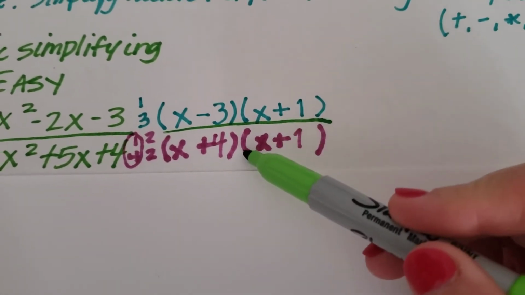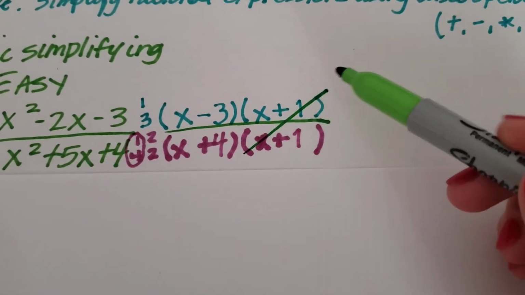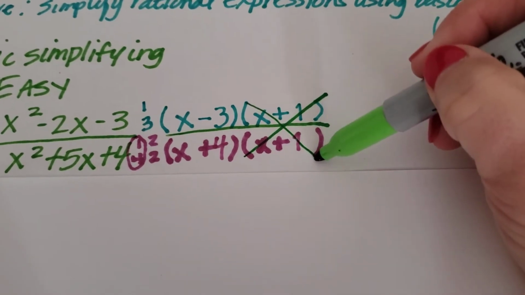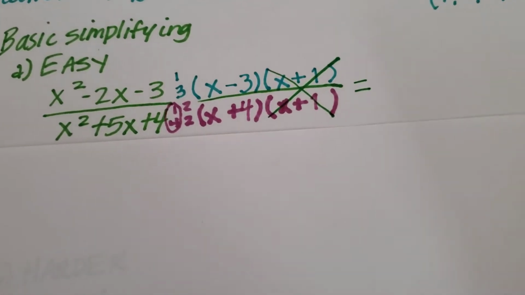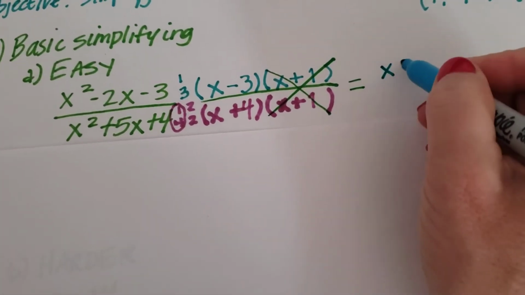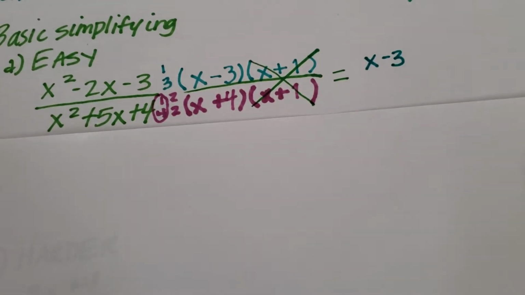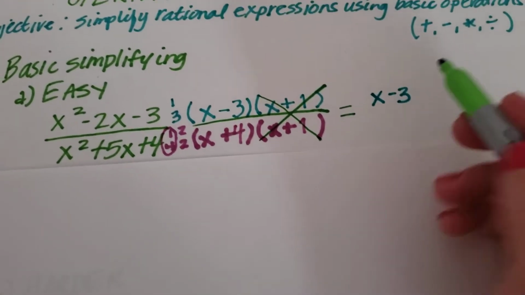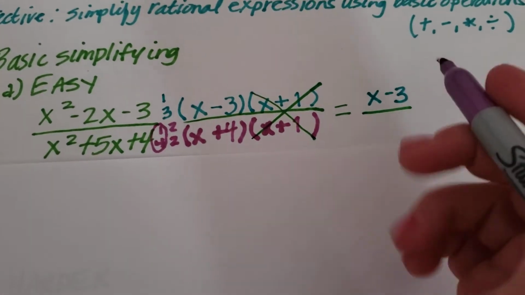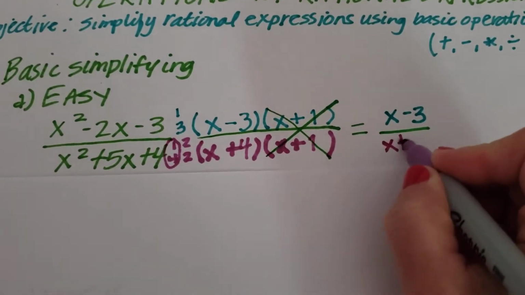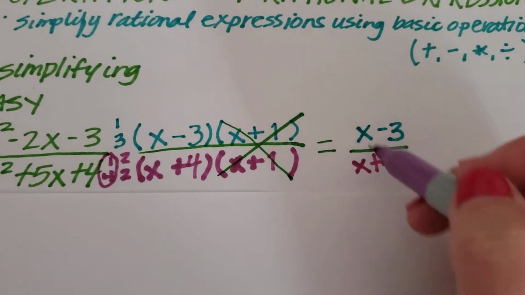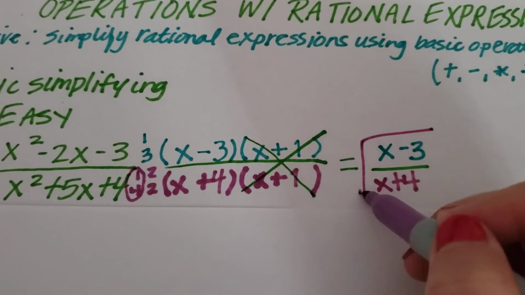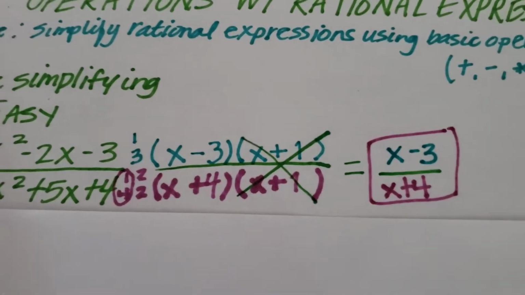So if you take a look, we're going to see this x plus 1 is going to cancel. Now, what does that leave us with? Well, if we take a look here, I've got that x minus 3 that's in the numerator, and then I've got that x plus 4 right here in the denominator. Okay, I don't have anything else I can do with those, so that is as simplified as it will get.